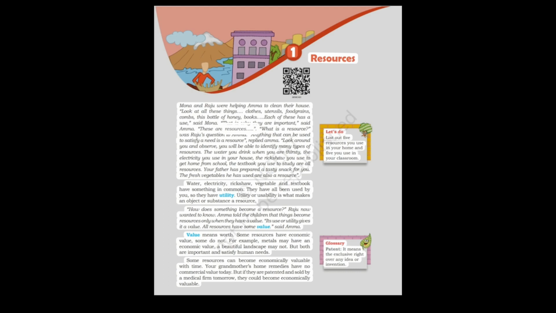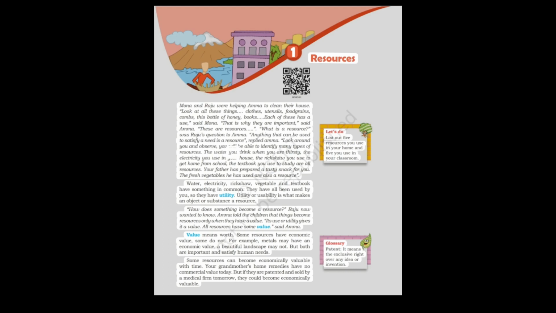"These are resources. What is a resource?" was Raju's question to Amma. "Anything that can be used to satisfy a need is a resource," replied Amma. "Look around you and observe. You will be able to identify many types of resources.